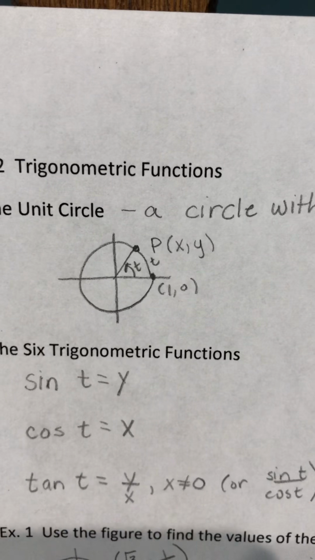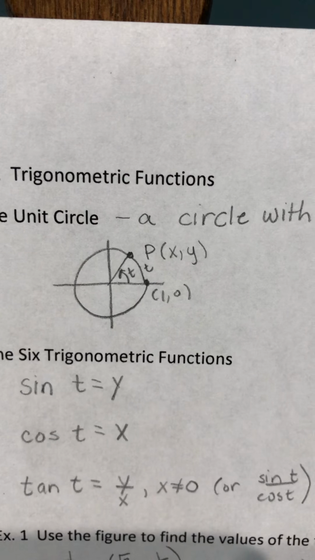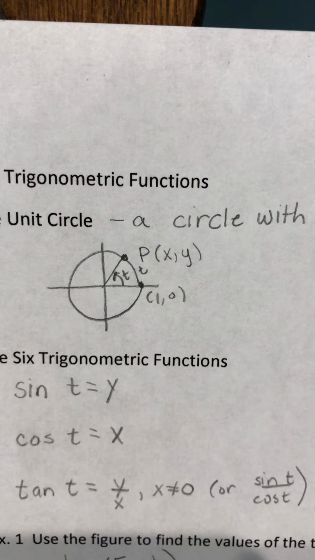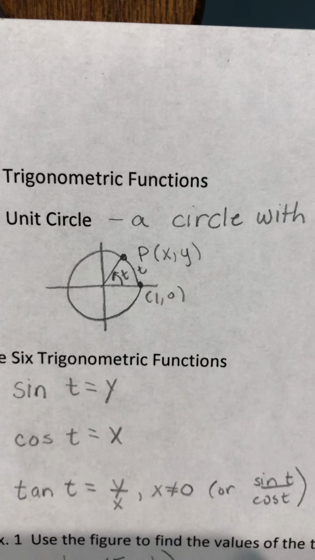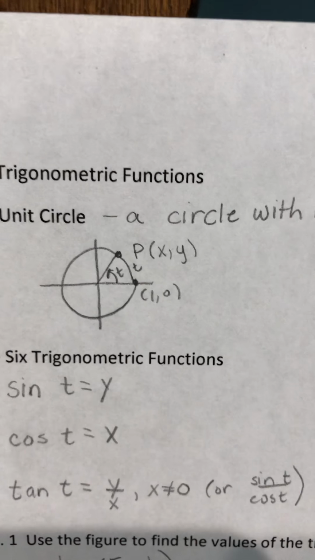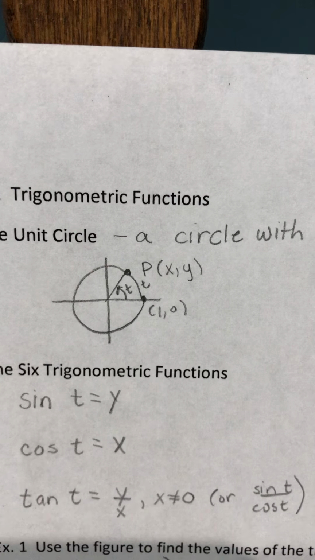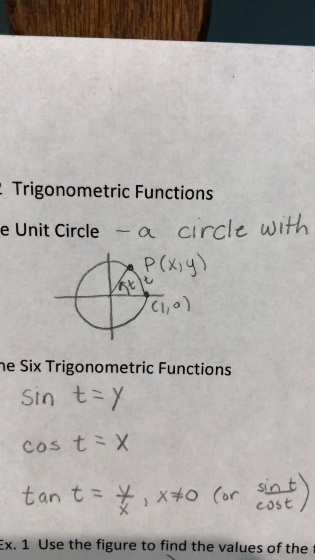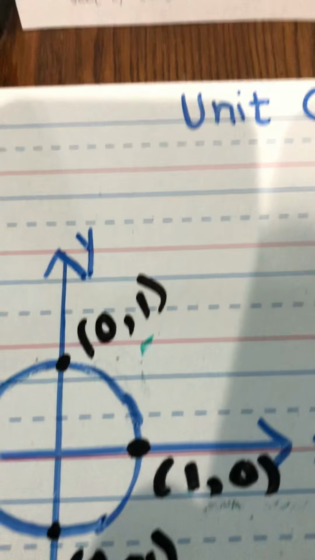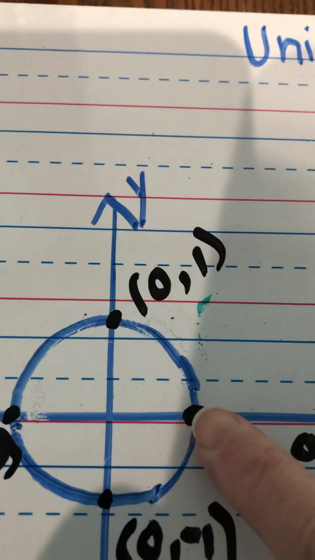The tangent of an angle is y divided by x, where x is not equal to 0, otherwise it would be undefined. Or you could also think about it as sine divided by cosine. So before we move into the next 3 trigonometric functions, let's think about what this means for, say, a 90-degree turn. And remember, positive turns are going to go counterclockwise. So we always start at (1, 0).